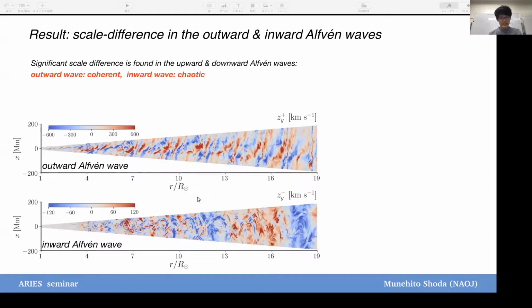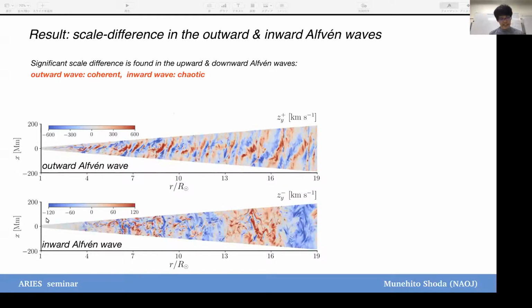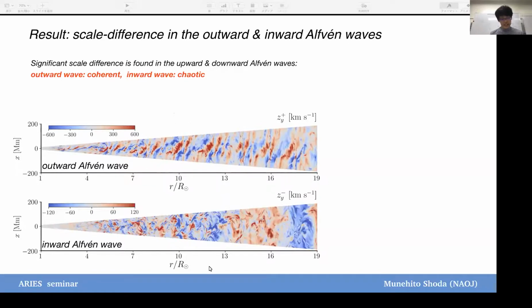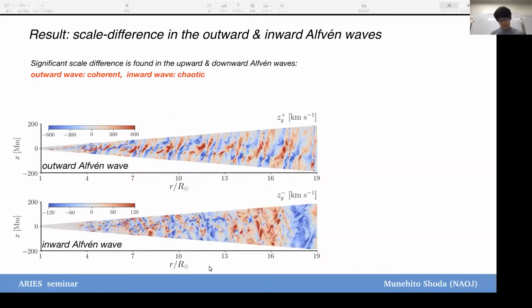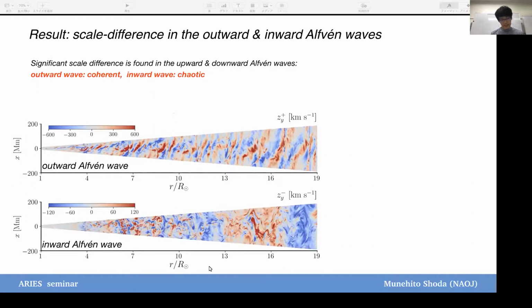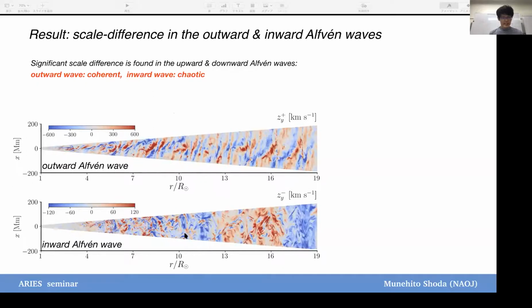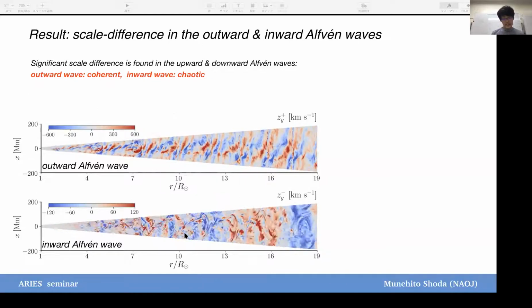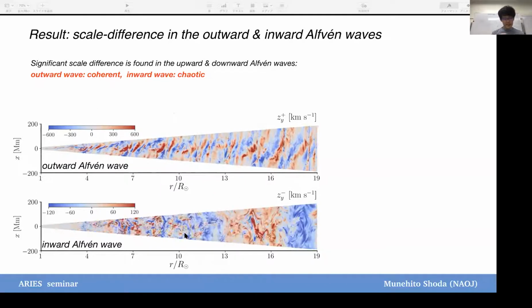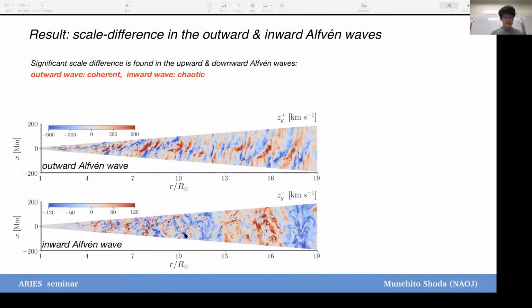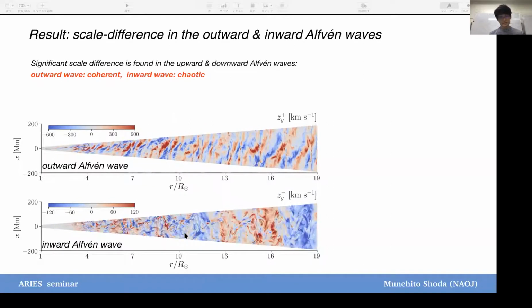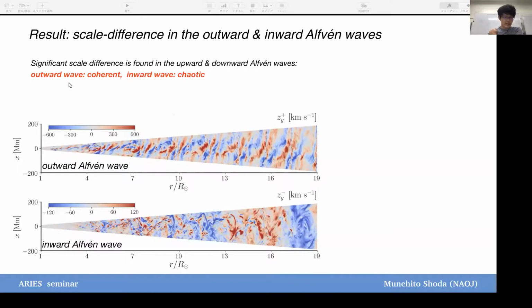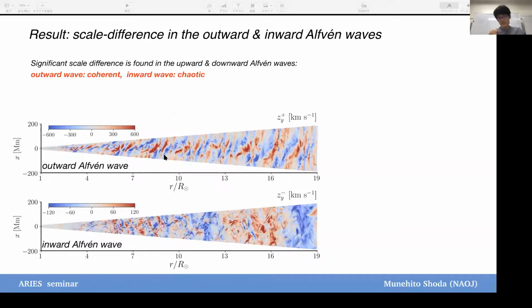But on the other hand, if you look at the inward Alfvén wave, then you eventually find very fine signatures. It's really chaotic, and you can clearly see that the incoming Alfvén wave experiences a strong turbulent distortion. So the typical scales of the outward going Alfvén wave and the incoming Alfvén wave are totally different.